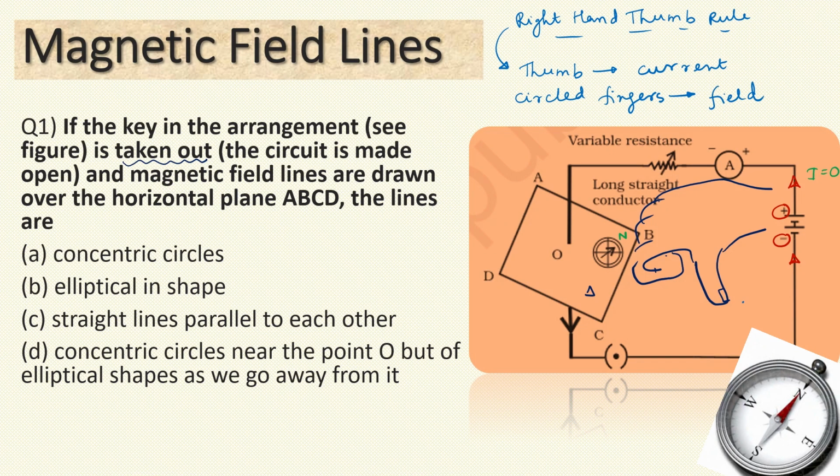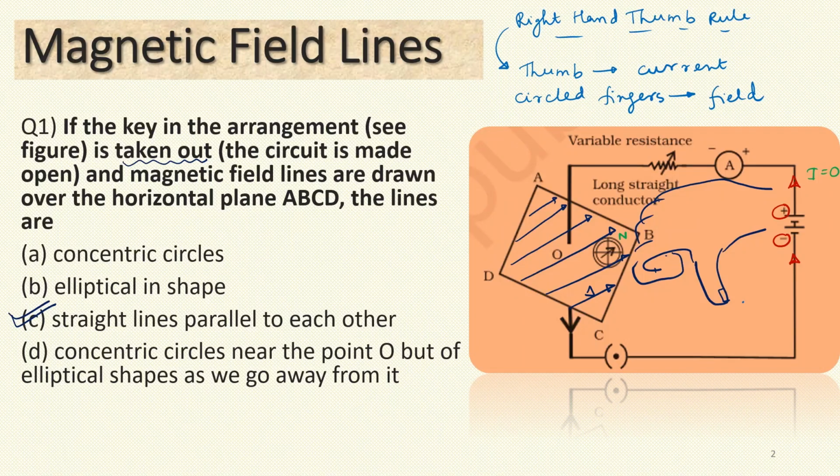So how are the magnetic field lines going to be on the sheet? Wherever you place it, the compass is going to show you the geographical north. Hence all the magnetic field lines will be parallel to each other and will be straight lines. So the answer to the question is straight lines parallel to each other. Remember, when is that? When the key is taken out. Now let's go to the next question.